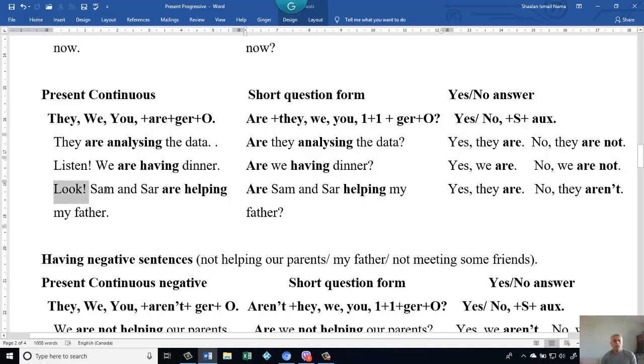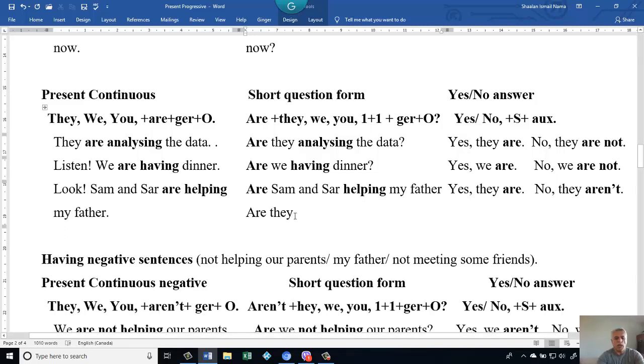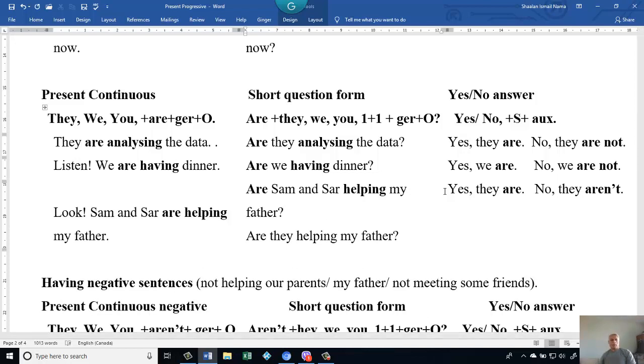Look, Sam and Sarah are helping my father. Then we make a question. Are Sam and Sarah helping my father? Or sometimes you could say, are they helping my father? So if there is a question, always do not forget to put the question mark. We need to make the sentence a question. Then we say yes. You could say yes, Sam and Sarah are, or you could say no, Sam and Sarah are not, or you could keep it like this, make it easy. Yes, they are, or no, they are not.